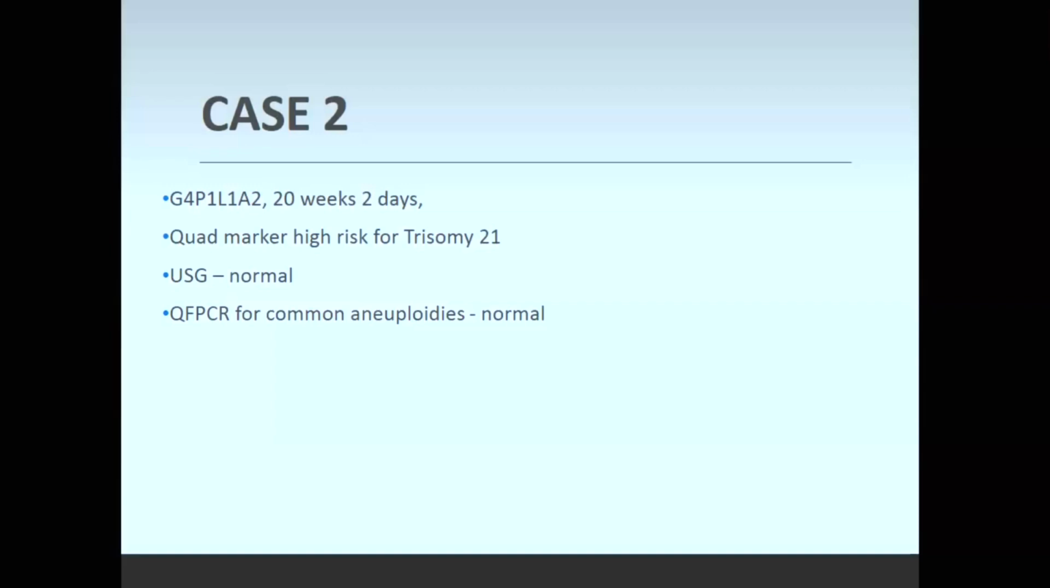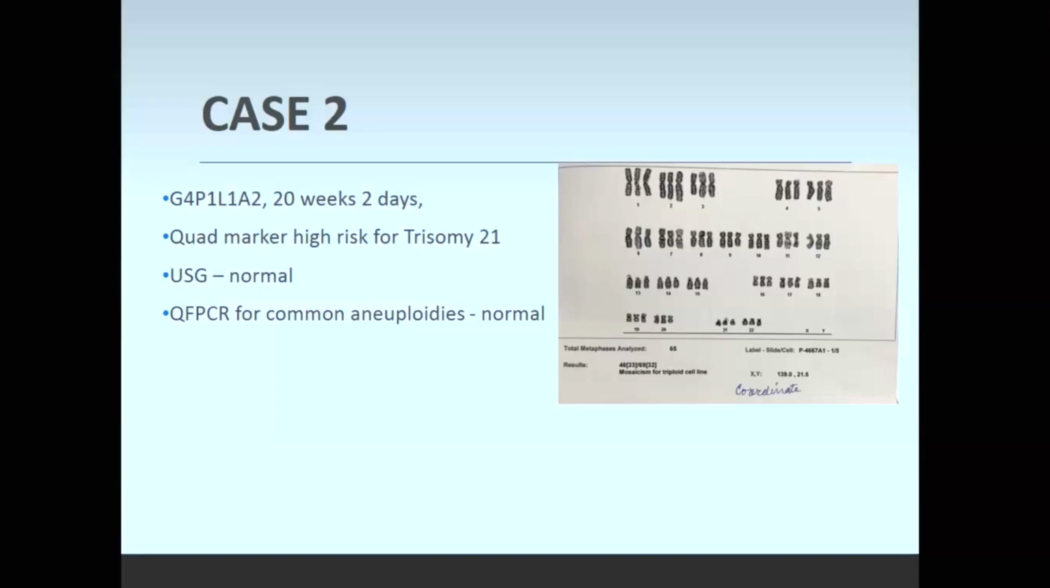So coming to the next case, this was a 4th gravida female who came at 20 weeks. The quadruple test was high risk for trisomy 21, ultrasound was normal, and qPCR was also normal for common aneuploidies. Here you can see that there are multiple chromosomes. So what is this? Triploidy. But here you can see that there is mosaicism for a triploid cell line.